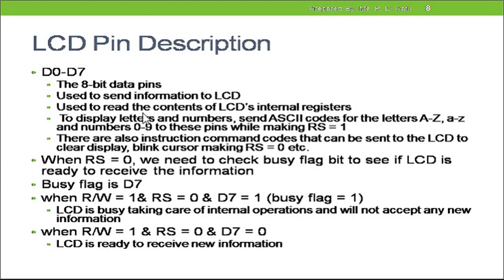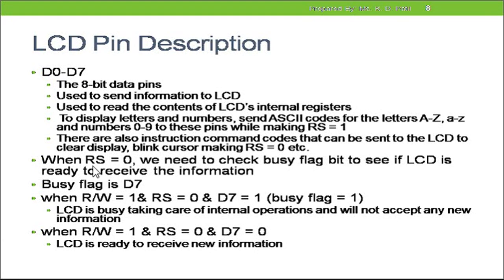To display the letters and numbers, the ASCII character should be sent to the LCD, and at that time our register select pin will be 1. When the 8051 microcontroller sends instruction command codes through this pin, like clear the display, blink the cursor, etc., the register select pin will be 0. Those commands and the data which we want to display on the LCD will be sent through the D0 to D7 pins.